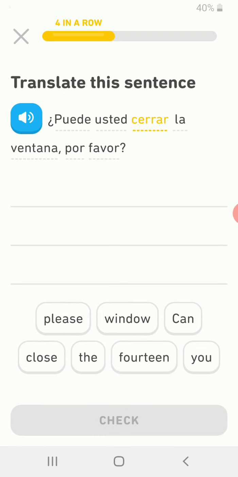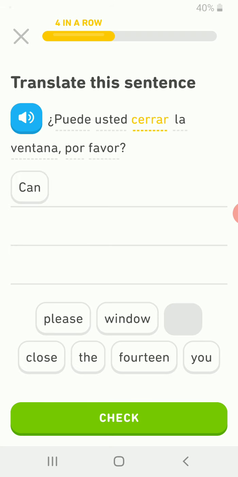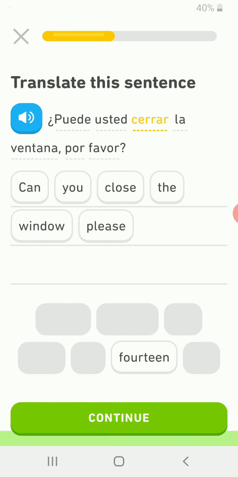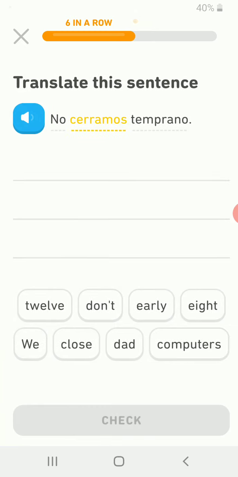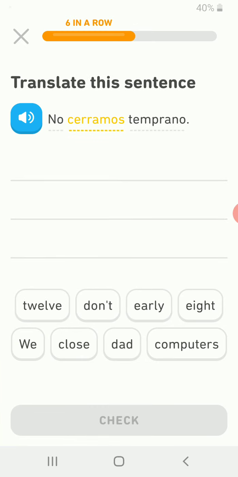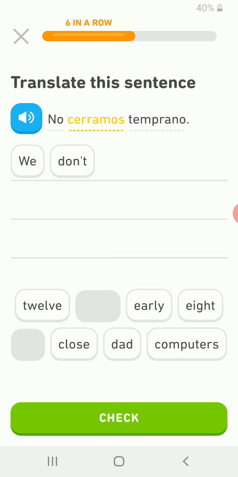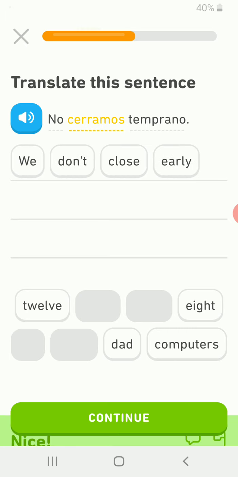¿Puede usted cerrar la ventana, por favor? La ventana is a window, por favor. Can you close the window, please? And how do you say to close? Cerrar. No cerramos temprano. So we don't close early.